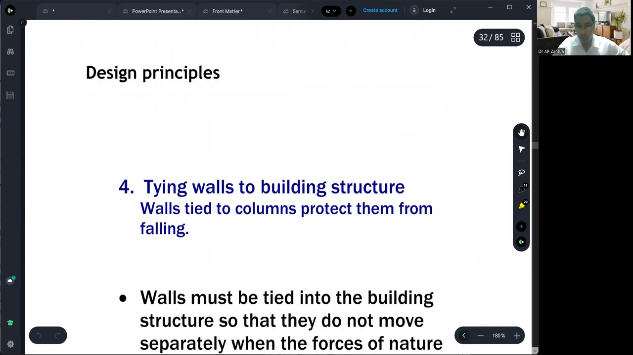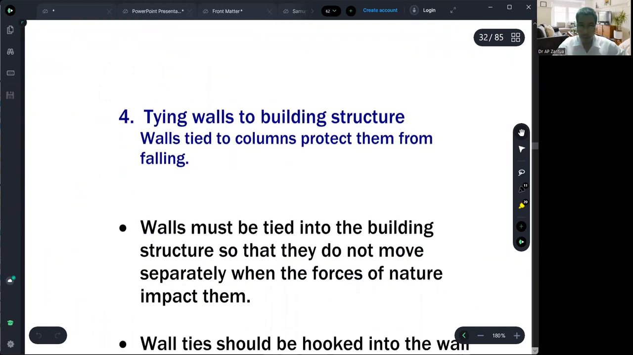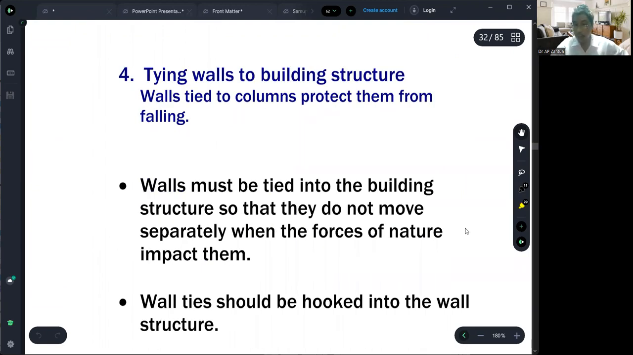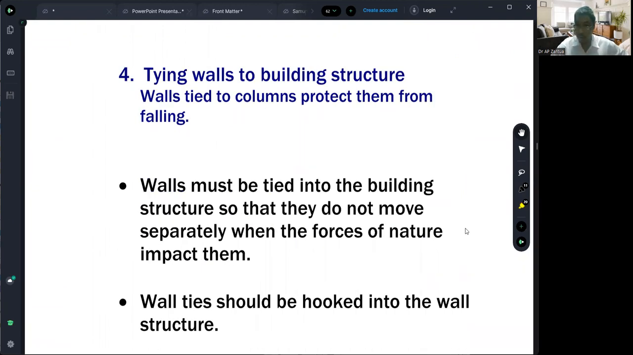Okay, design principle, main topic number 4, about tying walls to building structure. How to do it so that we can protect walls from being damaged under normal daily occurrence. Walls must be tied into the building structure so that they do not move separately when the forces of nature impact them. Wall ties should be hooked into the wall structure.